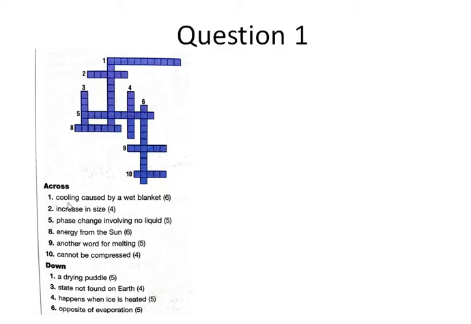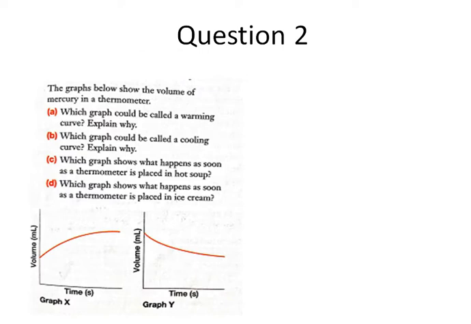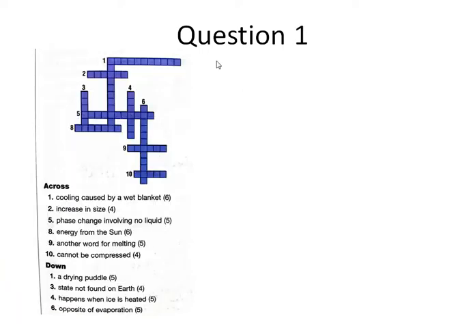So question 1, the cooling caused by a wet blanket. That would be evaporation. Number 2, increase in size, and this is caused by heating. That's expand.